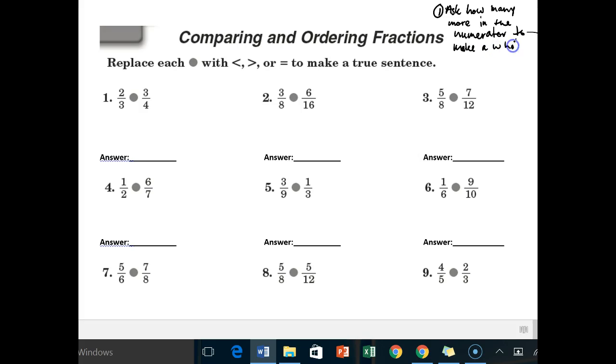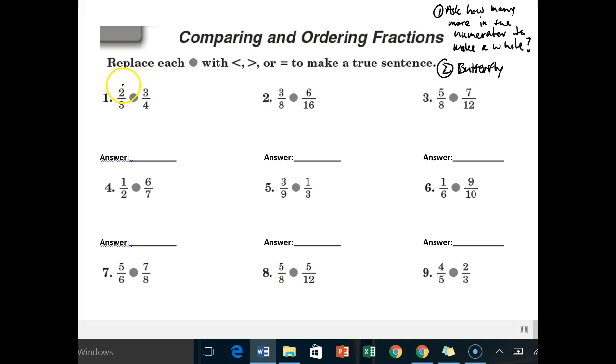All right, so that question basically asks, how many more numbers do I have to add in the numerator to make a whole? And sometimes that question helps us out, and sometimes it doesn't. And the second way we can do it is with the butterfly method. So for instance, in number 1, 2 over 3. How many numbers do I have to add to 2 to make this a whole? 3 over 3, right? Well, I just have to add 1. 3 over 4, how many numbers do I have to add to make that a whole? 4 over 4, well, I just have to add 1. So really, some of you might say, well, they must be equal then if they both just have 1 to add. Nope, let's check it with the butterfly method.